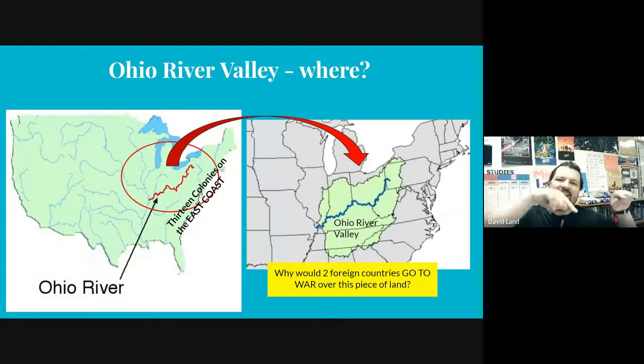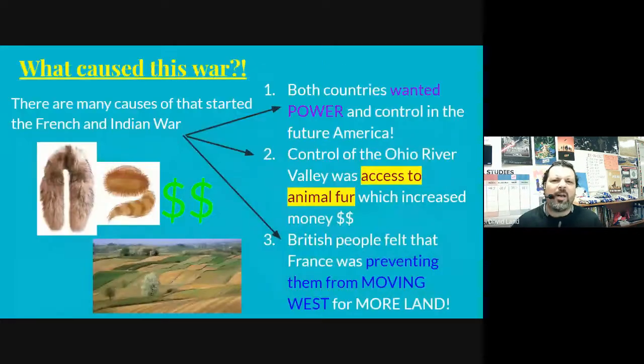Take a look at the map. See the left side? Big map. Do you see the red line? The red scraggly line there? That's the Ohio River. Now, if you look on the right, the zoom-in picture shows us the Ohio River Valley area. Now, what's going on there? Why is this so important? Well, the 13 colonies are just to the east of that Ohio River Valley. But there's something going on there. What's going on there? Three reasons that I consider the best causes of the war.